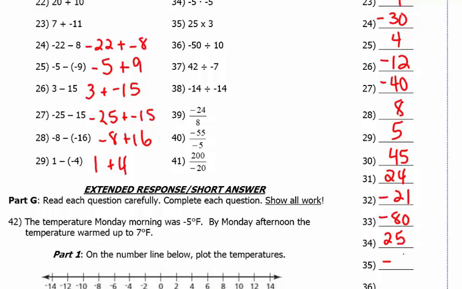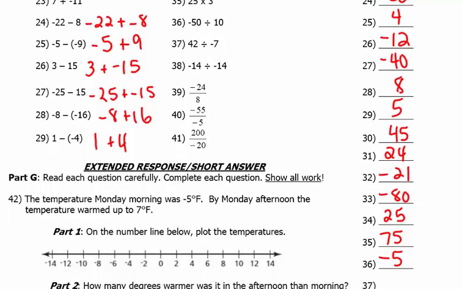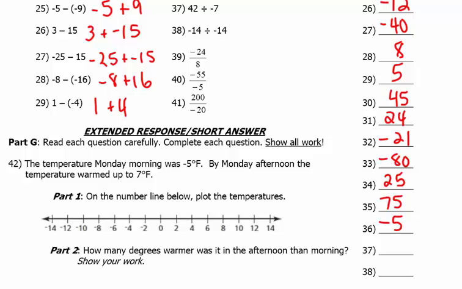36 is negative 5 because they're different. Oh, sorry, 35 should be 75. A little too far ahead of myself. 36 is negative 5. 37 is different, so that's negative 6. 38 is positive 1 because they're the same.